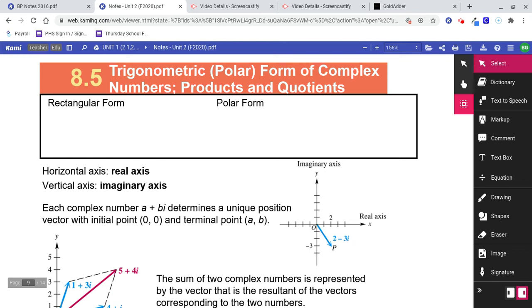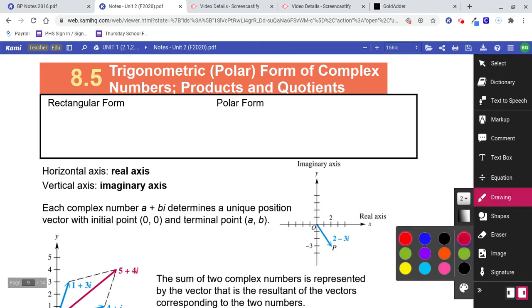8.5, trigonometric or polar form of complex numbers. Rectangular form is what we're used to, and we like rectangular form. It's going to have an x and a y. It's going to look like x plus yi. And so, for example, you're going to have like 2 minus 3i or something like that. And you're going to need to be able to identify the x number is 2 and the y number is negative 3. It looks an awful lot like an xy point.